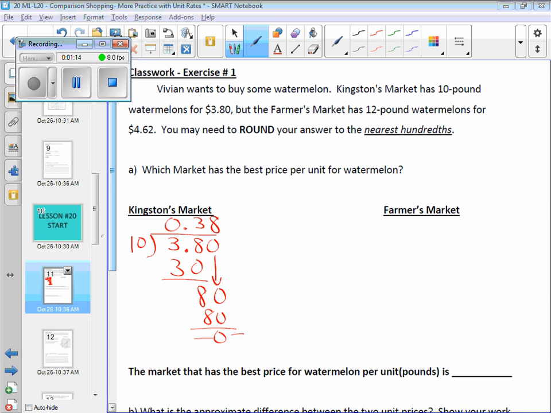Now let's see if farmers market is a better deal or not. What into what for farmers? All right, raise the rock. 12 can't go into 5. That's good. It's less than $1. 12 into 51. Oh, sorry, 510. Got it. 12 into 51.